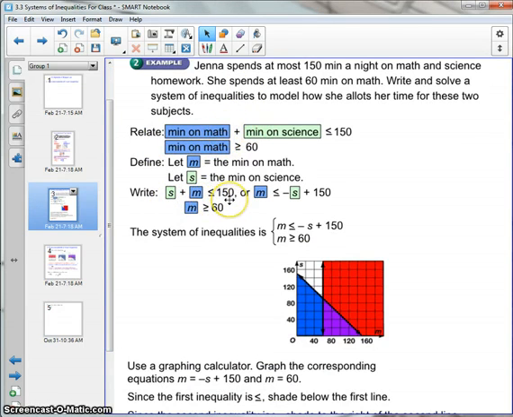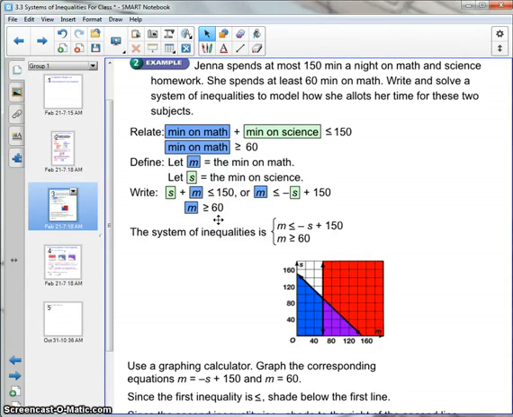to 150. Okay, and we can rewrite that where we're solving for one of the variables. We're going to solve for m. So we subtract s from both sides, and we have m is less than or equal to negative s plus 150. Then for the second equation, minutes on math is greater than or equal to 60. We plug in our variable m there, so m is greater than or equal to 60.